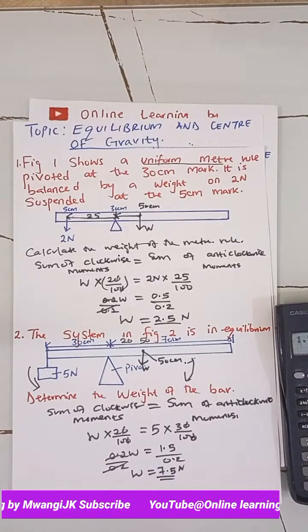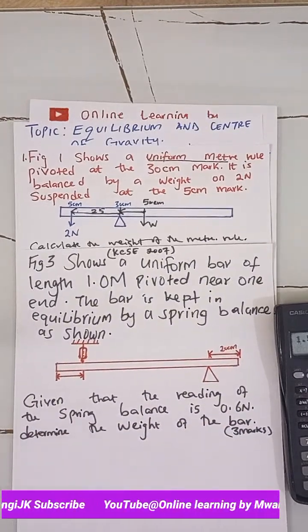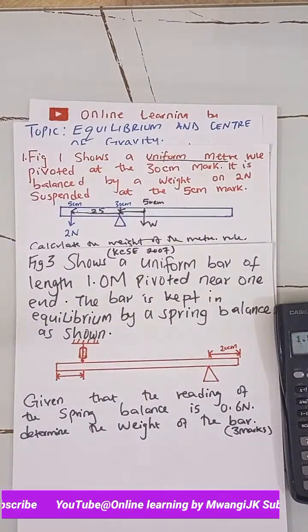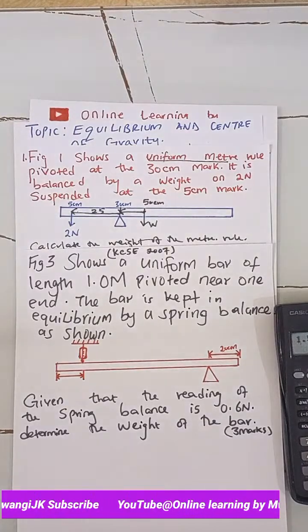Finally, another question on another dimension. Figure 3 shows a uniform bar of length 1.0 meter pivoted near one end. The bar is kept in equilibrium by a spring balance as shown. Given that the reading of the spring balance is 0.6, determine the weight of the bar.